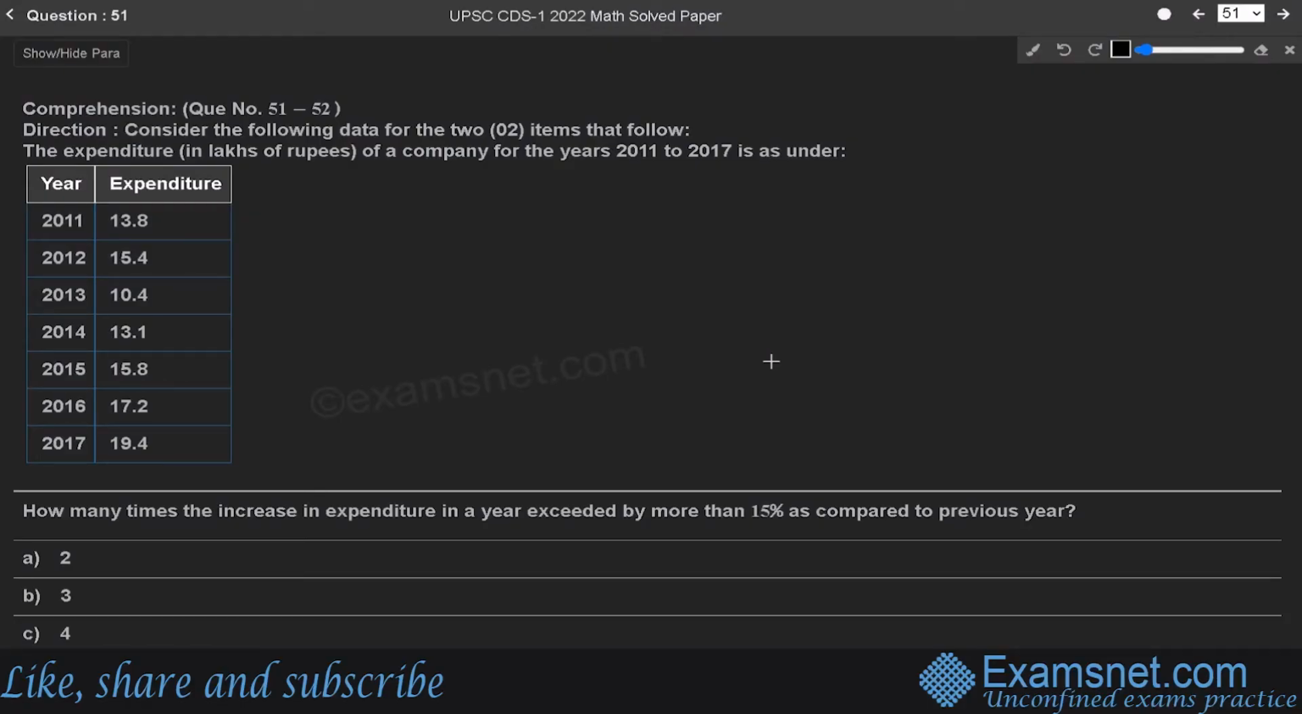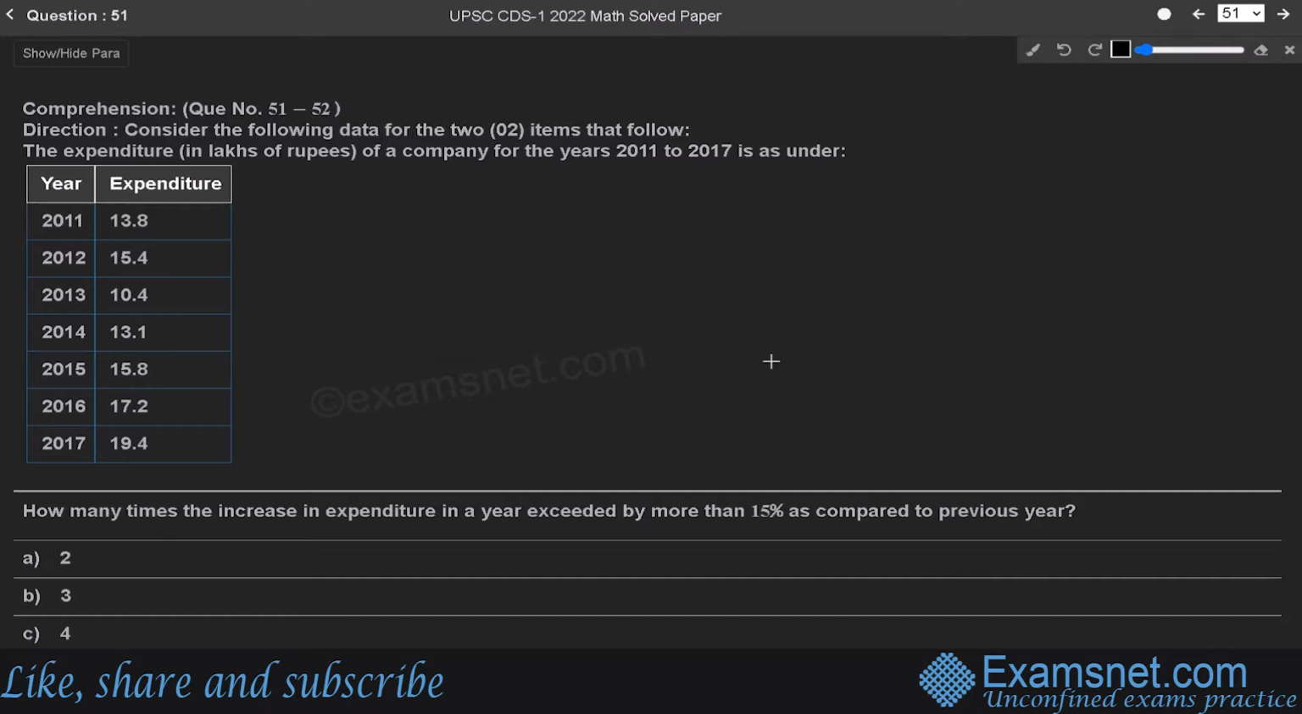Consider the following data for the two items that follow. The expenditure in lakhs of rupees of a company for the year 2011 to 2017 is as under. You can see that in the table year is given and expenditure is given. We have to find how many times the increase in expenditure in a year exceeded by more than 15% as compared to previous year.